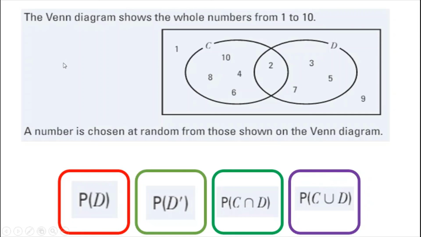Okay, so here on screen we have a Venn diagram. I've already sorted the numbers for you. And for each, I want you to find the probability of choosing at random something from D, probability of choosing at random something that's from not D, C and D, C or D.